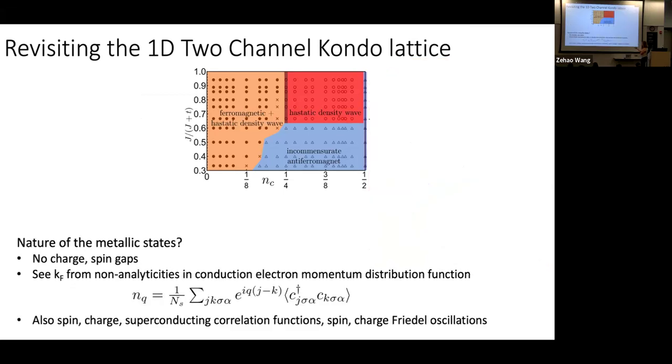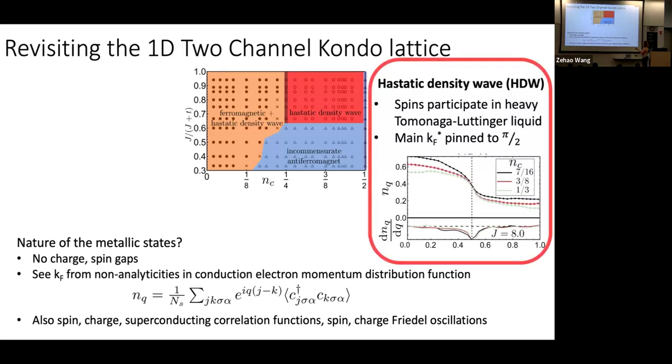Okay, we can look at the nature of the metallic states. First, we see there's no charge or spin gaps. You can look at the Fermi wave vector by looking at non-analyticities in the conduction electron momentum distribution function. You can also look at the spin, charge, and superconducting correlation functions and a bunch of other things.